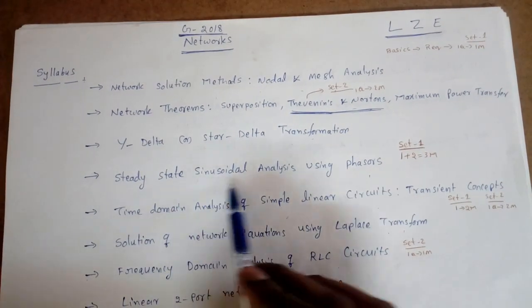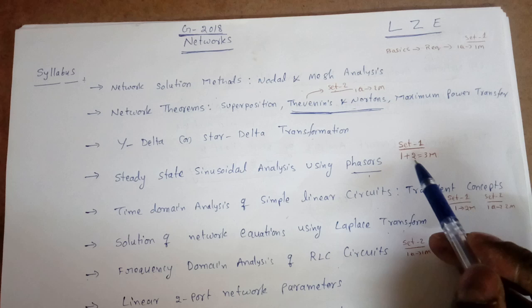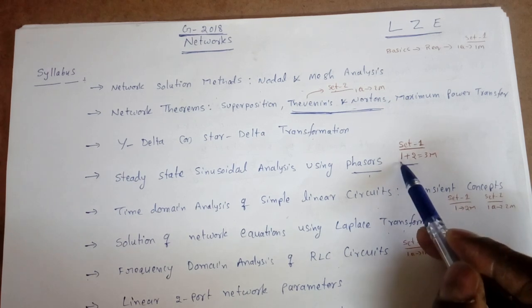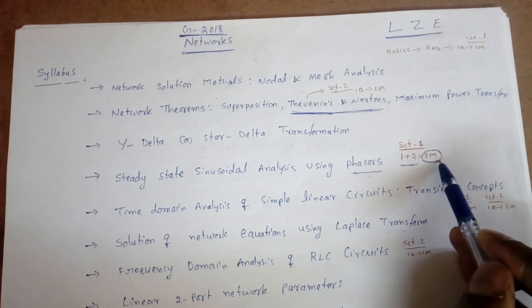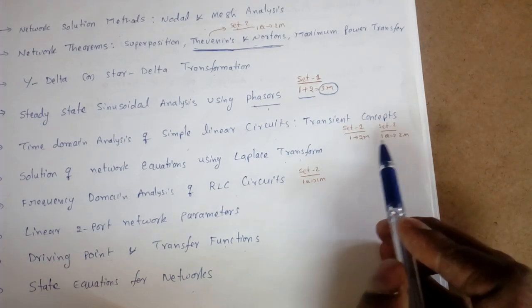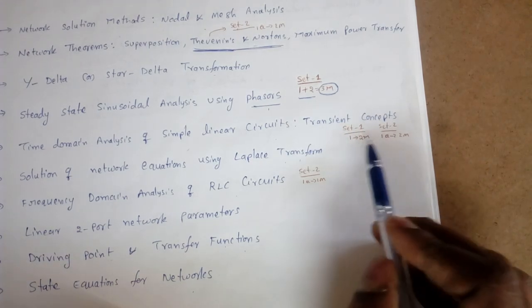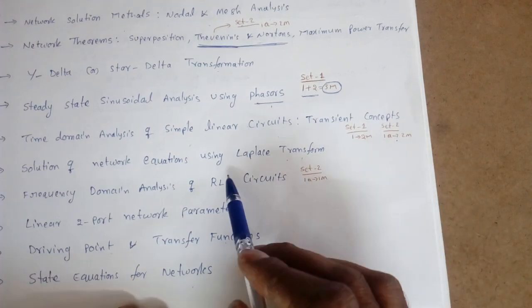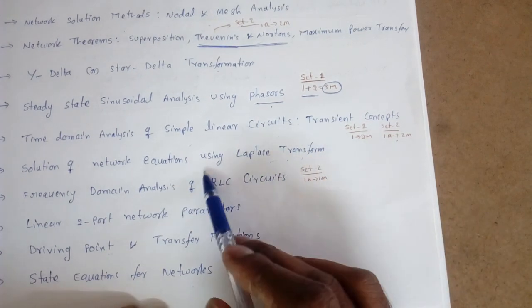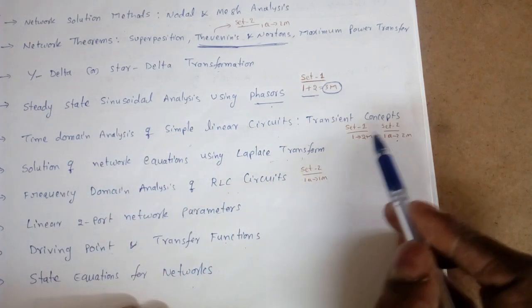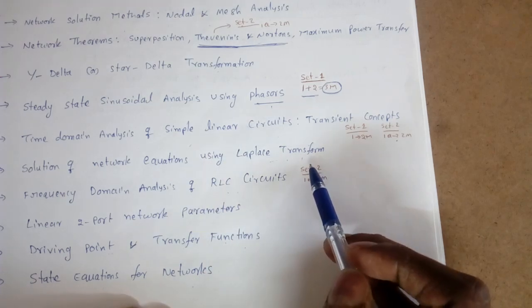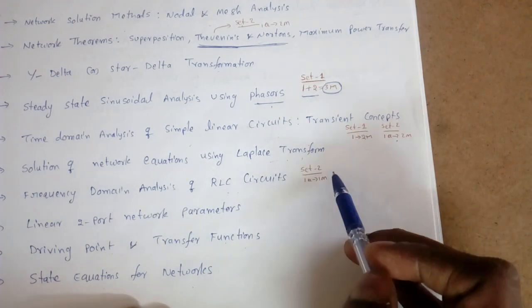Next, steady state sinusoidal analysis using phasors. This time in set 1 we got 2 questions, one 1-mark question and one 2-marks question, so totally 3 marks in set 1 itself, right? Next, in transient analysis, in set 1 and set 2 we got only one question, for 2 marks, right? And for solutions using Laplace transform we will not get any question separately, because in RLC circuits or transient concepts we sometimes use the Laplace transform concept, so it will be included in this.